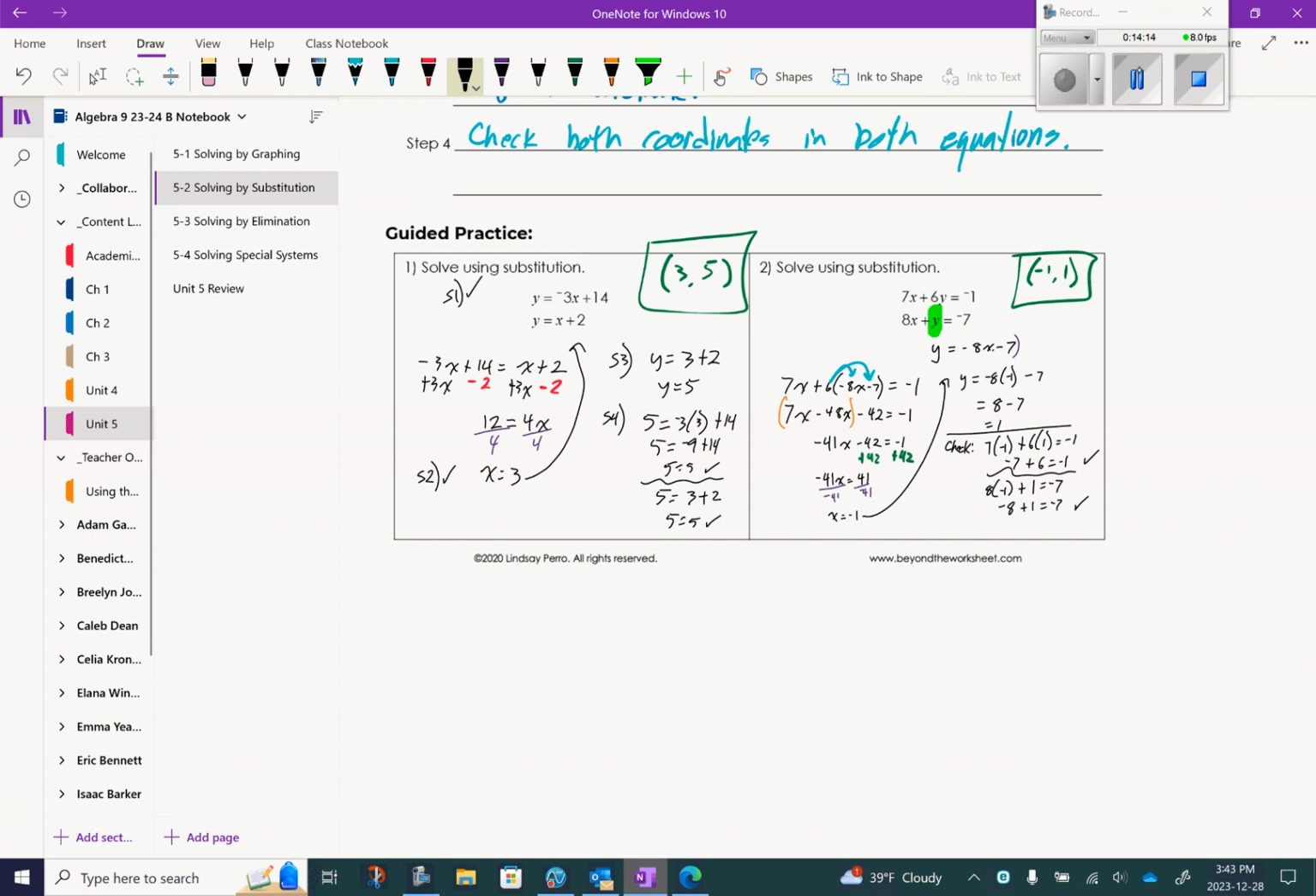All right. Hopefully that all makes sense. And when you come to class, we can get to work and see if we can find some intersecting points without having to graph them.